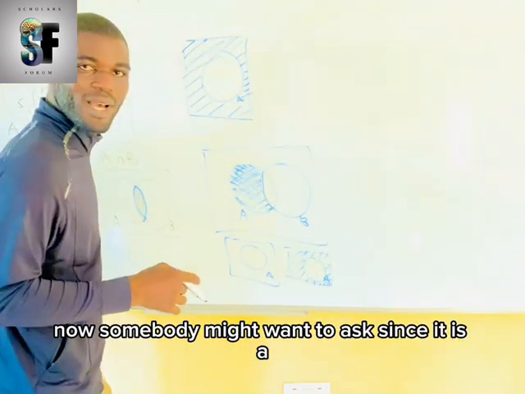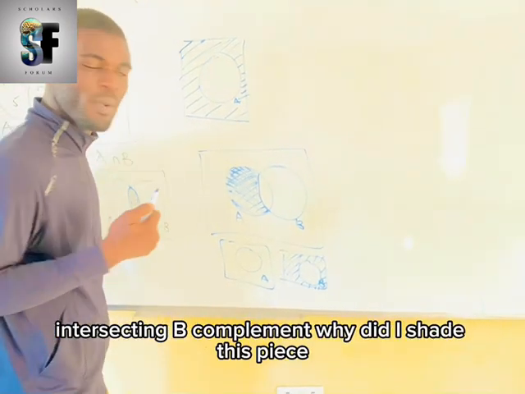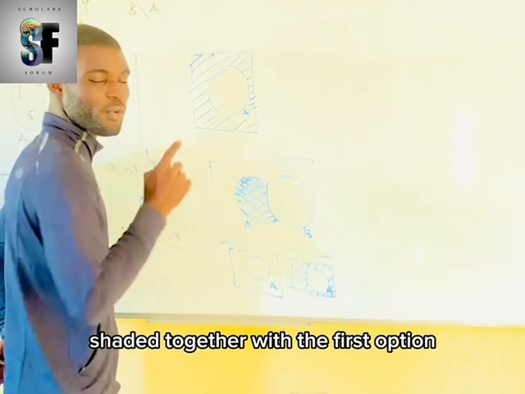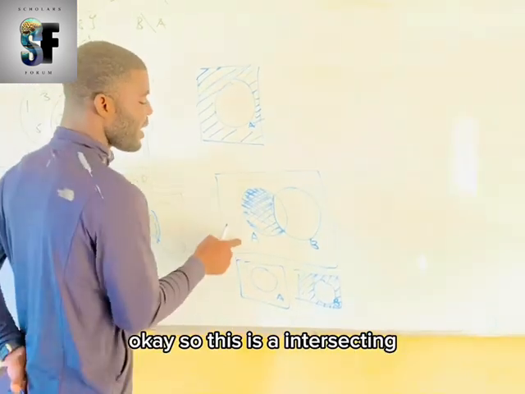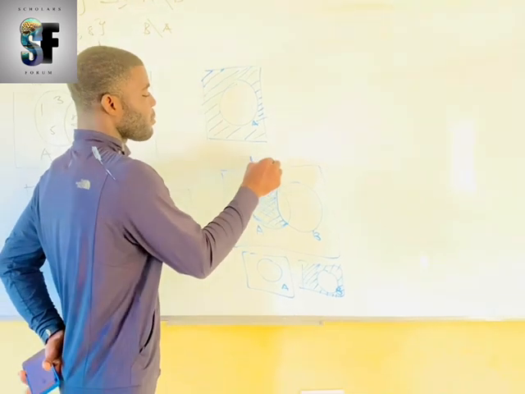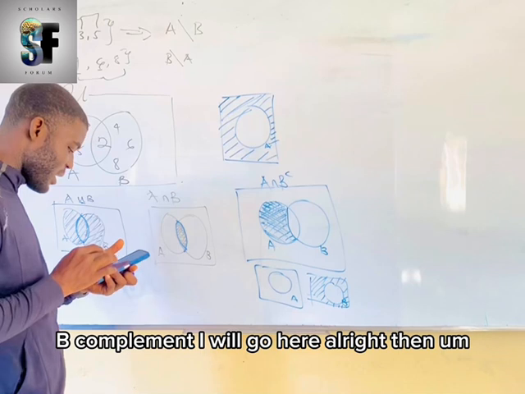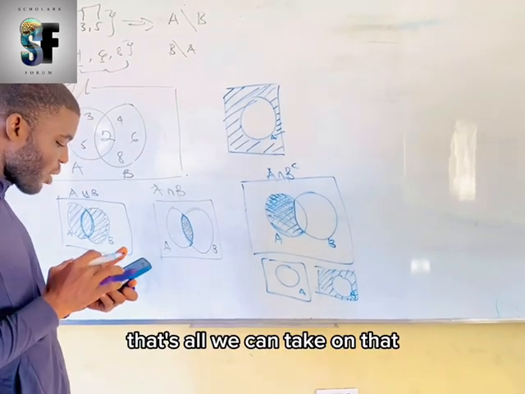Somebody might want to ask, since it is A intersecting B complement, why did I not shade this place? I couldn't shade here because this one was not shaded together with the first function. So this is A intersecting B complement. That's all we can take on that.